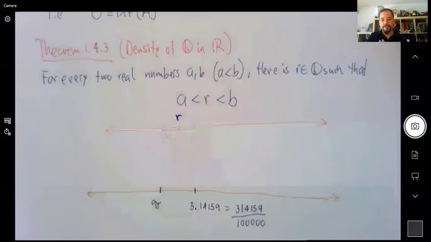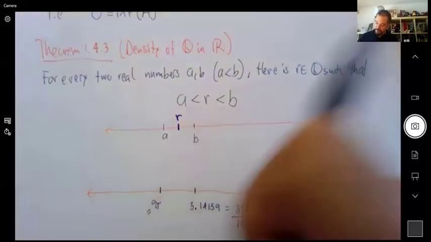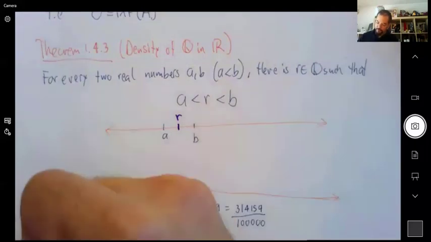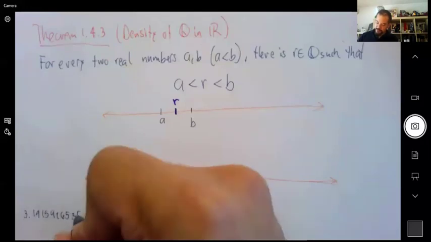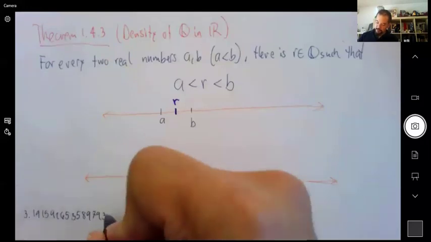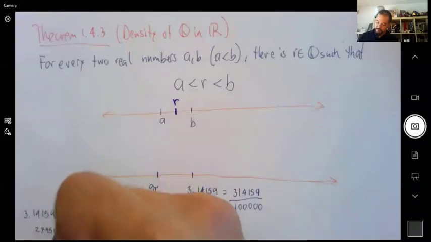Okay, so let's say that you wanted to find a rational number in between these two. How would you do it? Well, you would like to know how close these two numbers are, right? So this pi over here is about what? Pi is about 3.14159265358979323846264338327950288, etc.